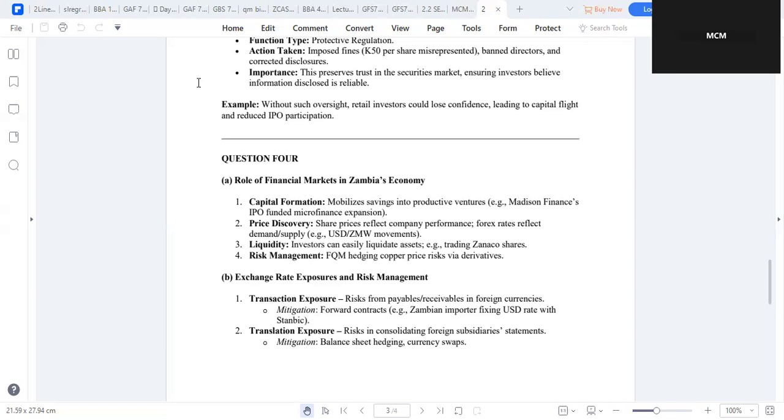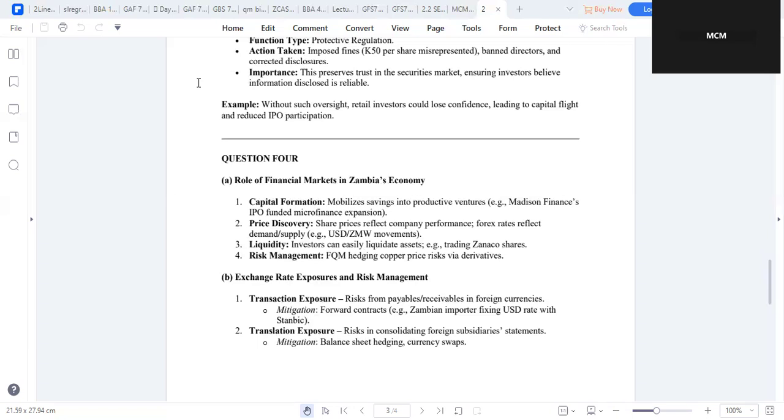Okay. And liquidity provision. It is the financial markets that will ensure there is liquidity for a vibrant financial market, because it will allow investors to convert their financial assets into cash quickly with minimal price impact. So in Zambia, the Lusaka Stock Exchange and commercial banks will provide platforms for trading equities, bonds, and other securities, thereby ensuring that investors can either enter or exit these positions as needed.